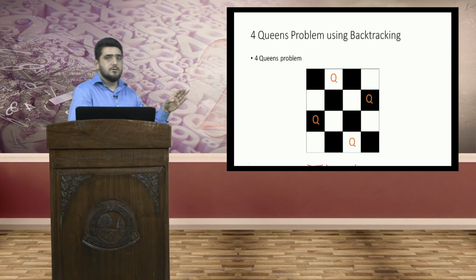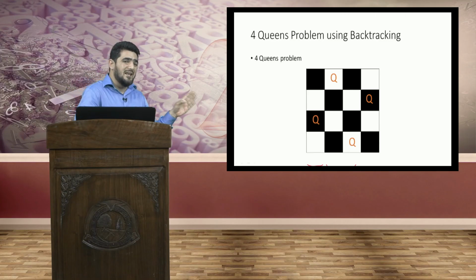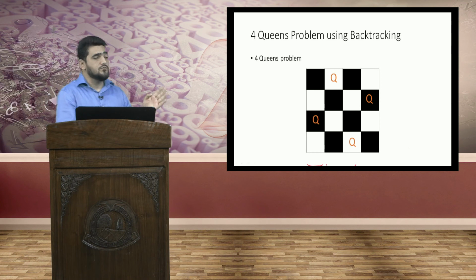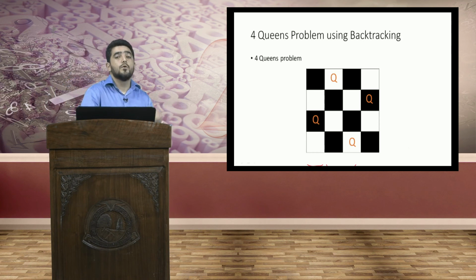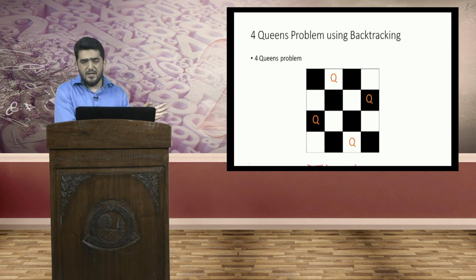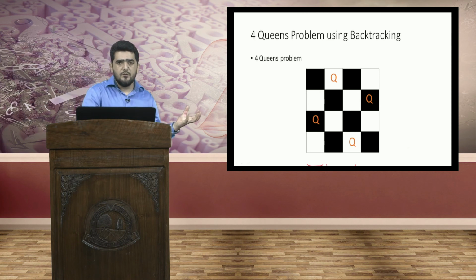Similarly, the only place for the third queen was the first column, and the only place for the fourth queen was the third column, and this is one of the solutions for the 4 queens problem. And we'll see how, using backtracking, we were able to get this solution and how we were able to build the partial state space tree.